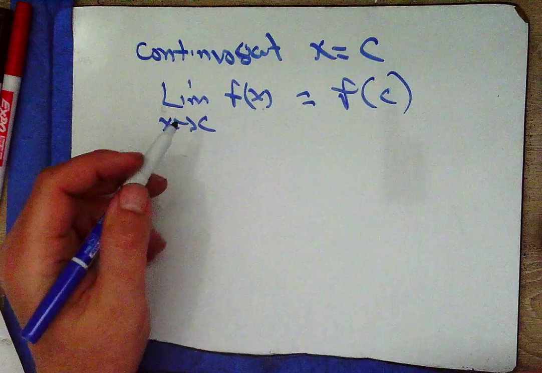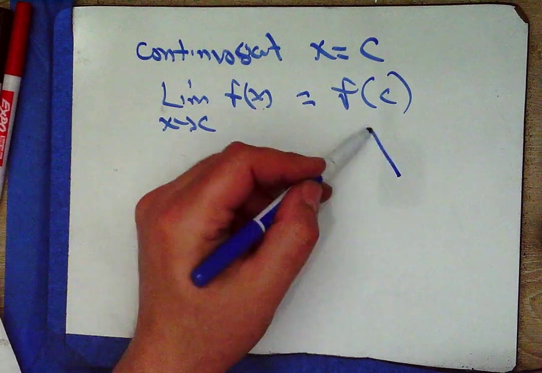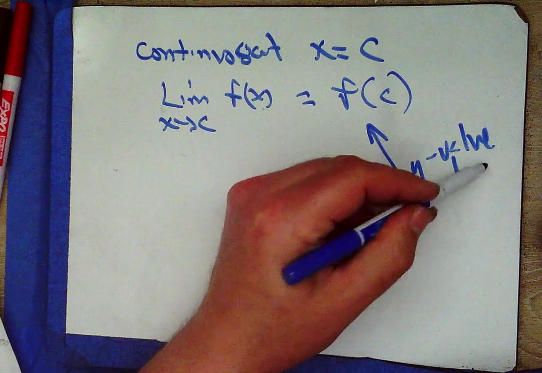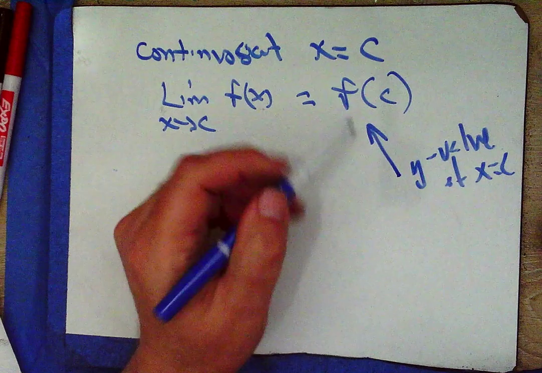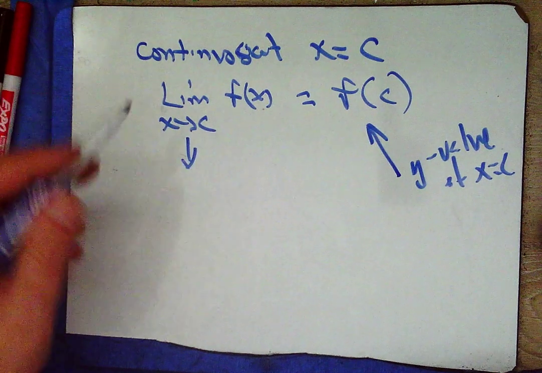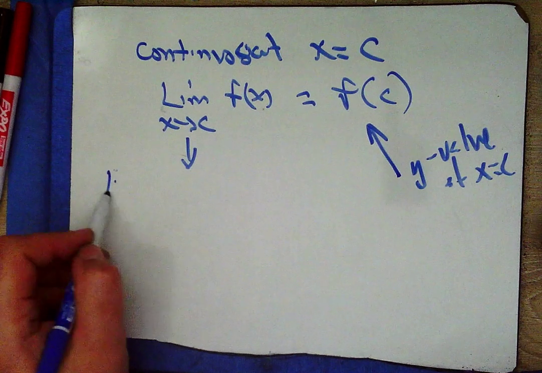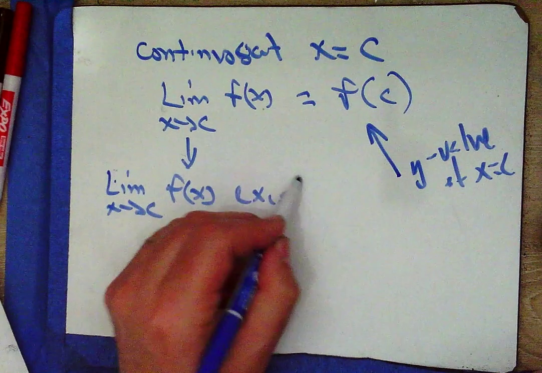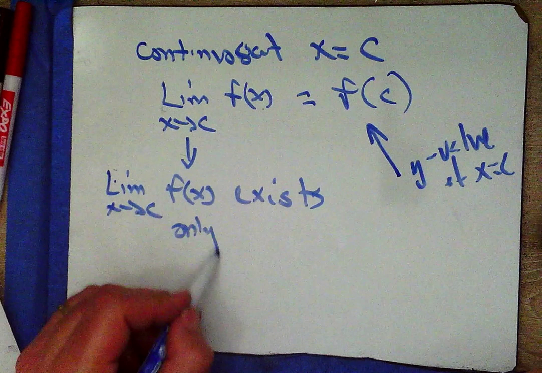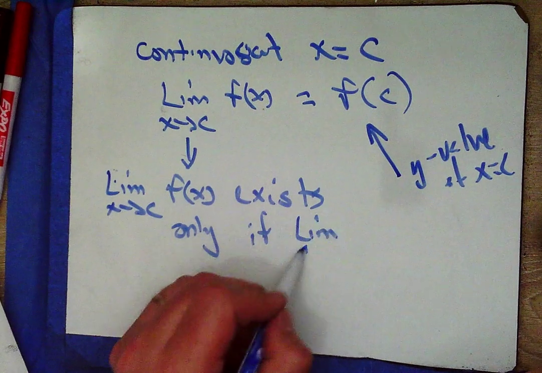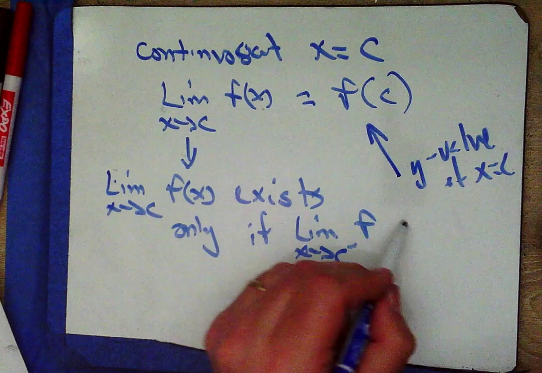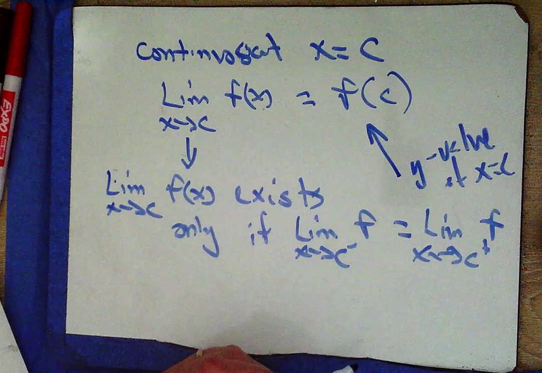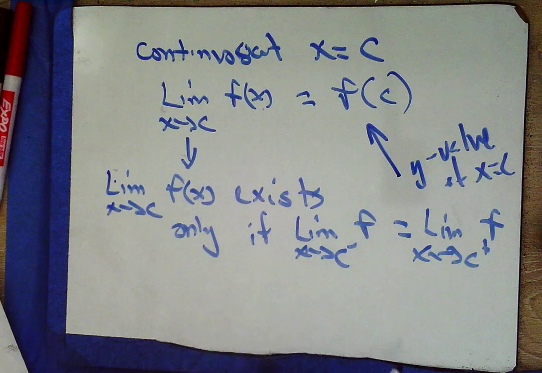So what's the implication here? What does this mean? Well, this is the y value at x equals c. And remember we said a couple videos ago that the limit as x approaches c of f of x exists only if the limit as x approaches c from the negative side equals the limit as x approaches c from the positive side.